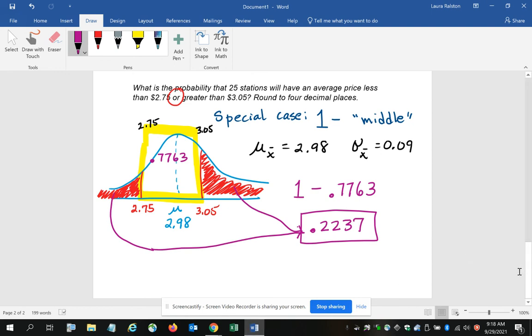So I hope that gives you a better sense of how to deal with the problems that involve central limit theorem.